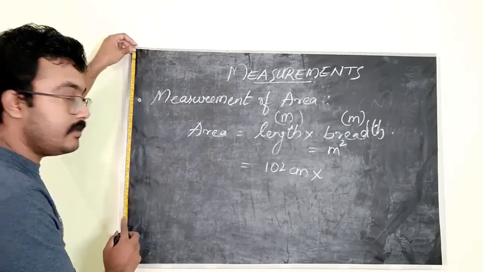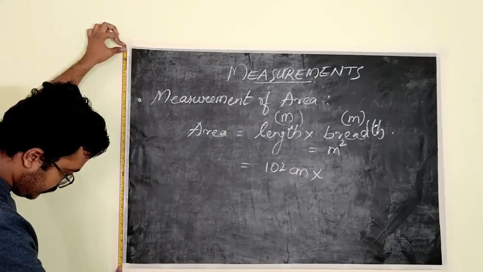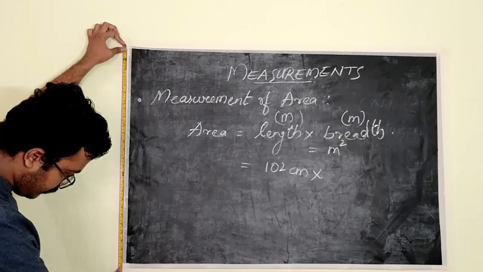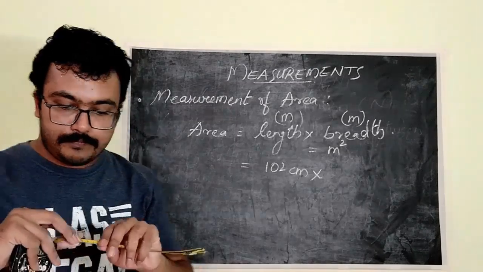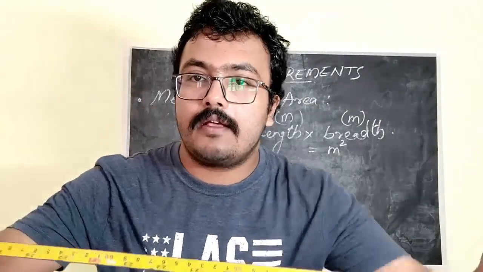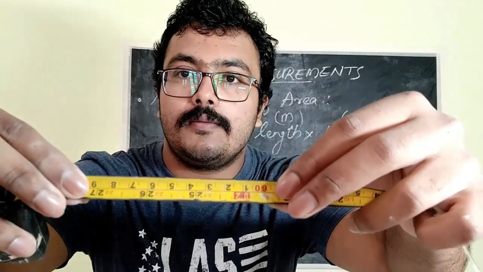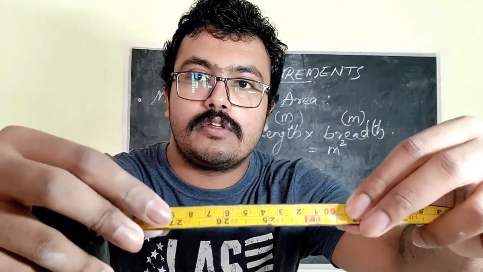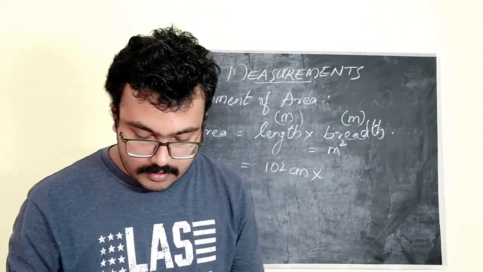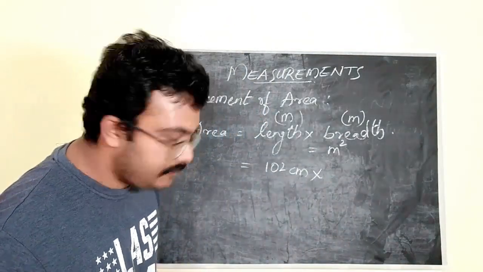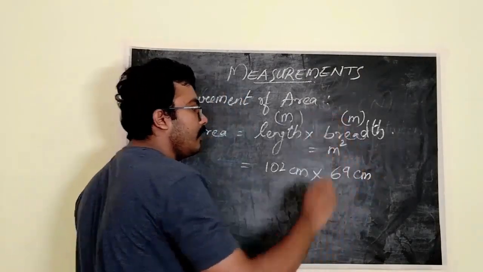Let's go. I hope you can see me. One end has been fixed, the other end has been fixed. 9. Okay, so there you go. Coming back, it shows 60 centimeter plus 9 more centimeter, therefore it is around 69 centimeter. Alright, so the breadth also we can write as 69 centimeter.